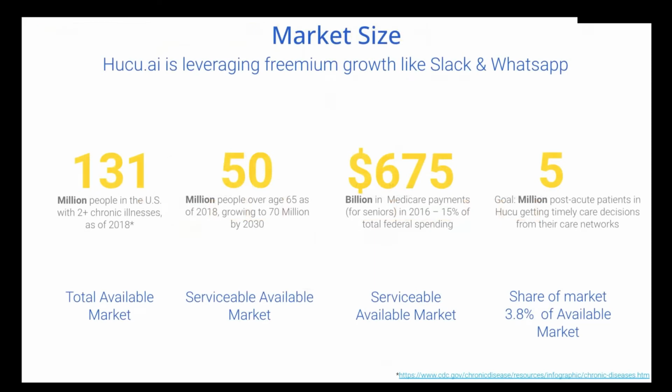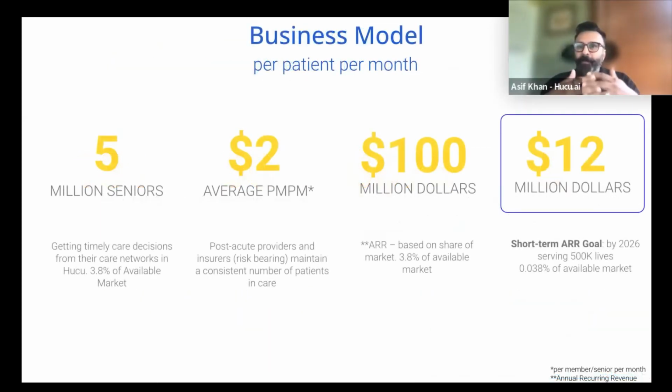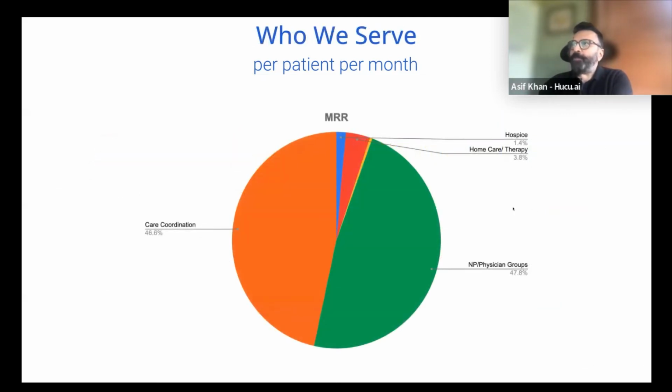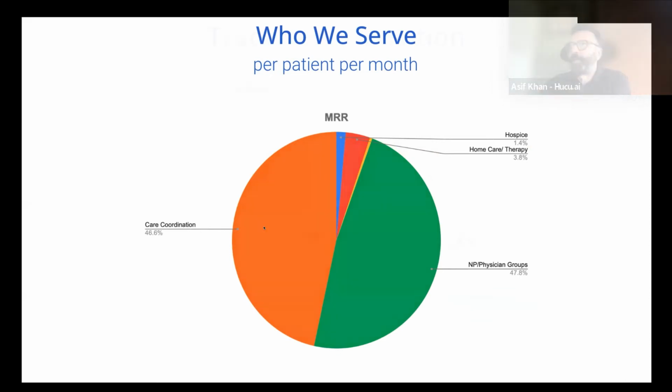Our market is people who require a lot of handholding, so two or more chronic illnesses. We are focusing primarily on the senior market, people over 65, for which Medicare spends close to $700 billion. Our goal is to reach 5 million post-acute patients. We price on a per patient per month basis, and there are infinite user licenses, so you can collaborate with whoever you want. With that, our goal is to reach about 500,000 lives in about 4 years at 12 million ARR. Our customers are physician groups and nurse practitioner groups serving in the post-acute setting, and also community-based care organizations like area agencies on aging.